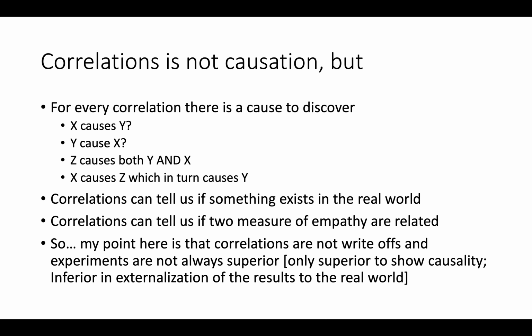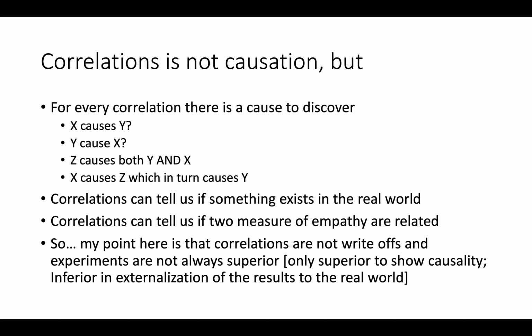Correlations can tell you stuff experiments can't. We can go out and measure two things in the real world and say, in the real world, there's a relationship between these two things. You can't do experiments in the real world very easily. So to put off correlations, I guess I take offense to it because of my research.